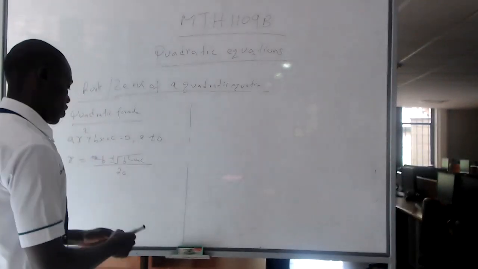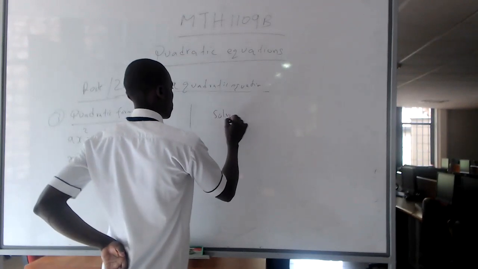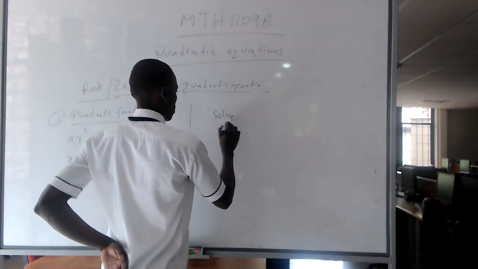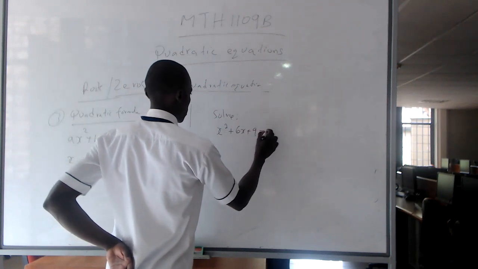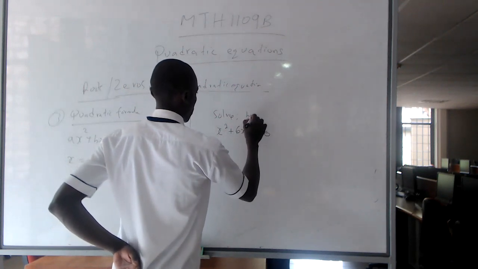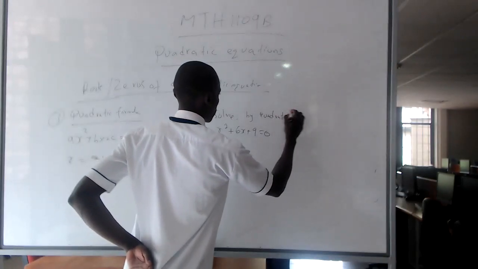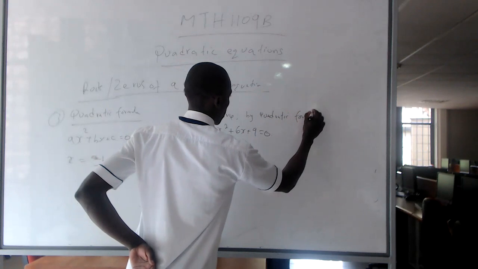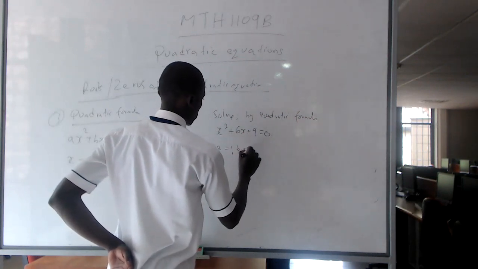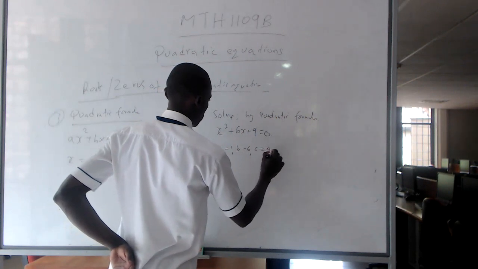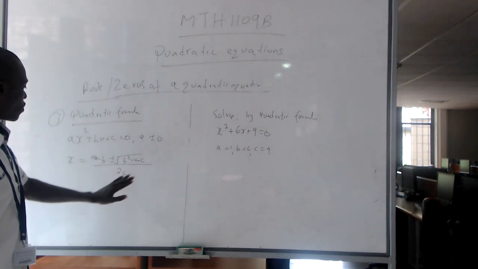Using the quadratic formula, for example, solve x squared plus 6x plus 9 is 0. You can even look at some examples we've done before. Solve by the quadratic formula. So in this case, a is 1, b is 6, c is 9. The formula says x is minus b plus or minus square root of b squared minus 4ac divided by 2a.